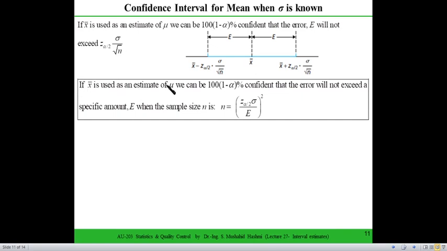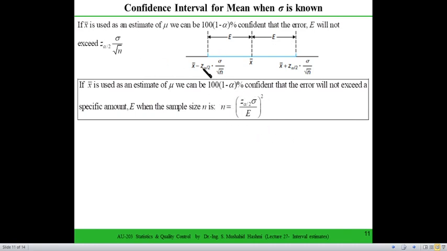So if x bar is used as an estimate of your population parameter with 95% confidence, or 100 times (1 minus alpha) in the general case, that error will not exceed a specific amount when the sample size is this. So just turn this interval standard error into a formula for sample size, because if it is away from the sample mean by distance e on this side and distance e on this side, or what we call error e, then your sample size can be computed using this formula.